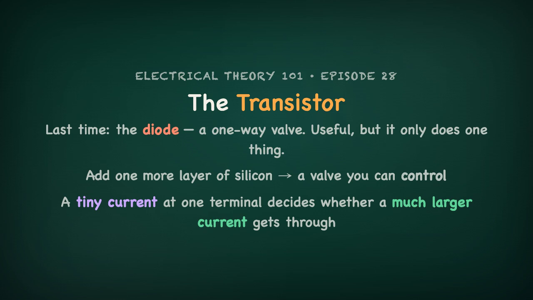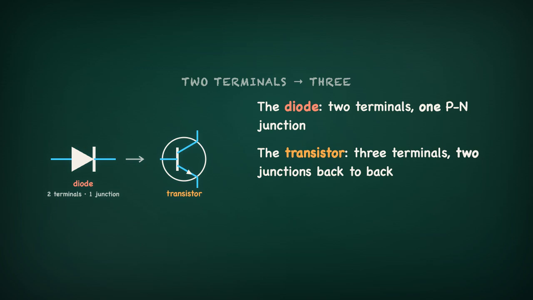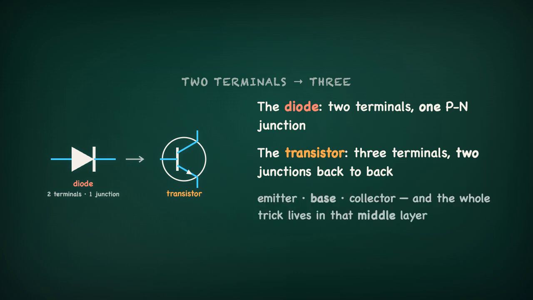The diode had two terminals and one p-n junction. The transistor has three terminals and two junctions, back to back. The three are called the emitter, the base, and the collector. Base in the middle. And the whole trick lives in that middle layer.